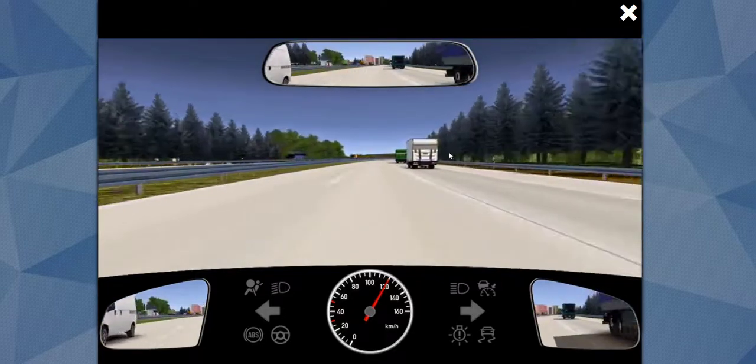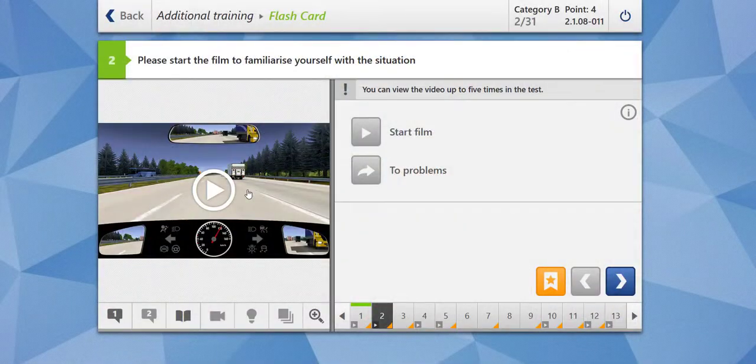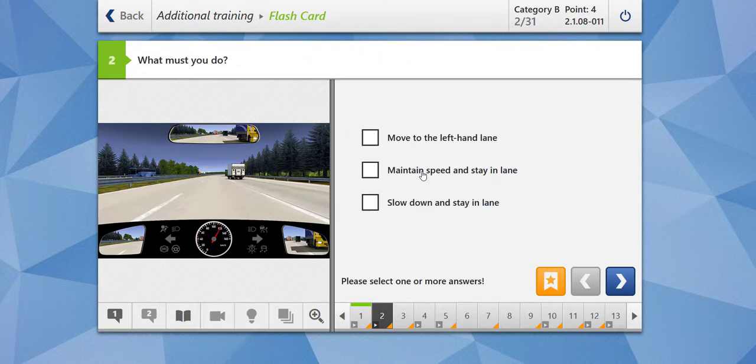And then the truck in front of us also wants to overtake. So we are in the situation that a vehicle which is following us wants to overtake us, and the vehicle in front of us also wants to come into our lane. So two problems. What must you do? Move to the left-hand lane? No, you should not move into the left-hand lane. Why? Because you have seen in the center mirror, there is a vehicle which is coming at high speed and wants to overtake us.